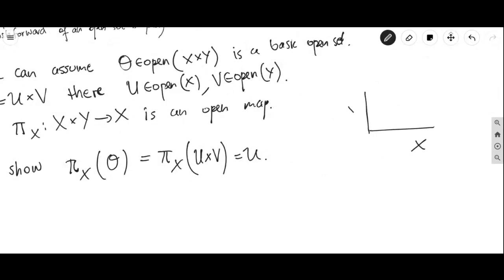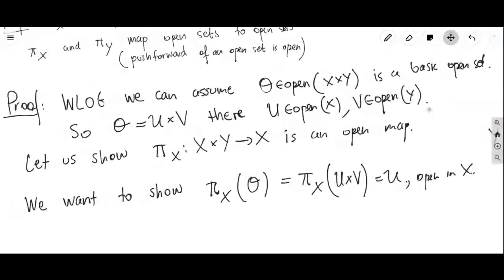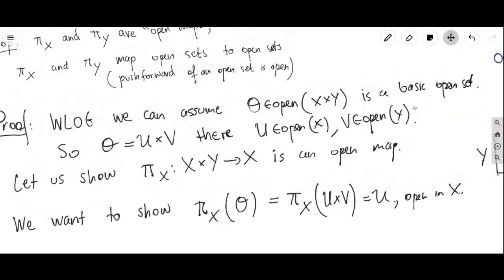If this is X and this is Y, and your basic open set is this rectangle, then when you project it down, you're getting this. So if it's of the form U times V, then you're just getting U, which is open in X, and then the proof is complete. So I guess that took almost no work. So I guess then it's actually important.